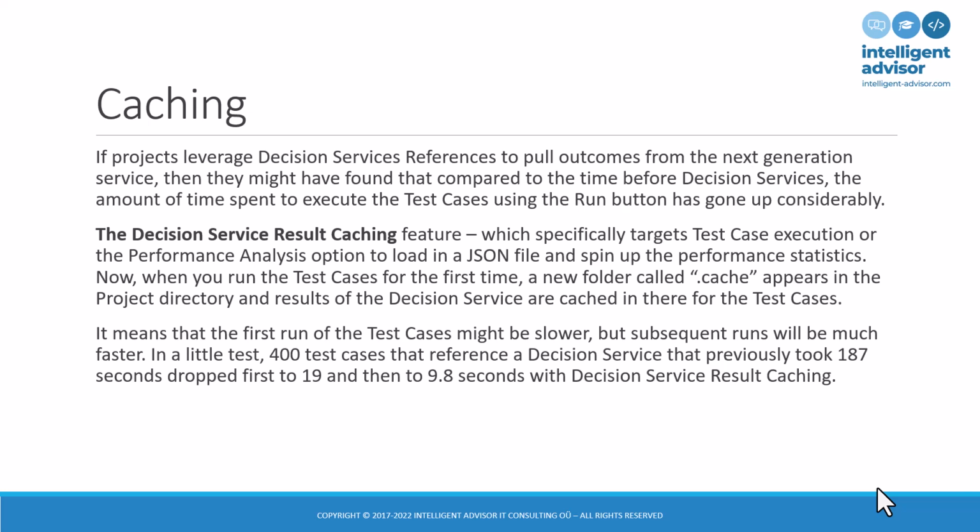It means that the first run of any test cases will be slower because it will be creating the cache, and then subsequent runs will significantly improve. And as a small test, 400 test cases previously took well over 180 seconds, but then the first run was 19 seconds and now is around about 10 seconds with the decision service result caching.